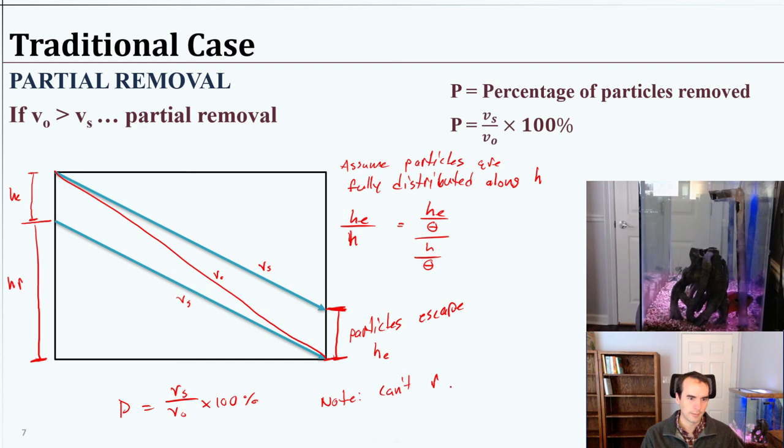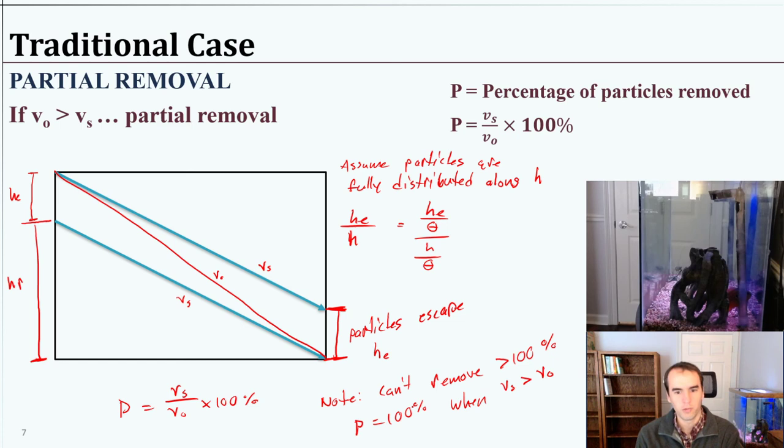That doesn't exist. That's not reality, right? So you can't remove greater than 100%. So if you do have a problem and I tell you to report P, it's going to be 100% when your calculation says it equals 200%, right? So when Vs is greater than V naught, just put it to 100% because you can't remove more than 100% of the particles.